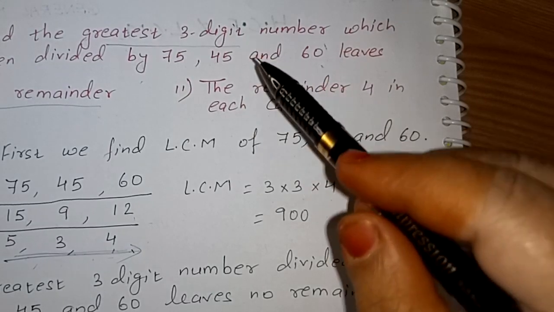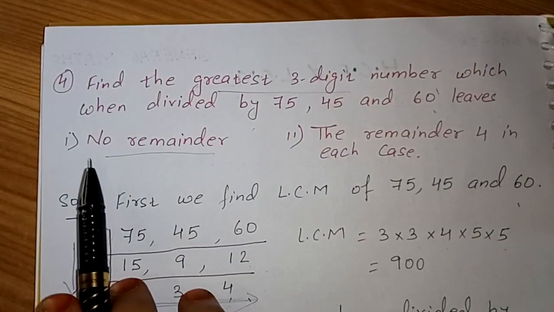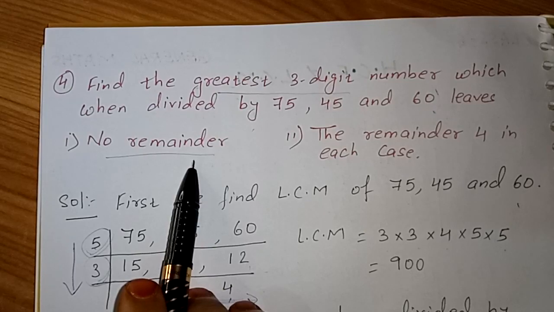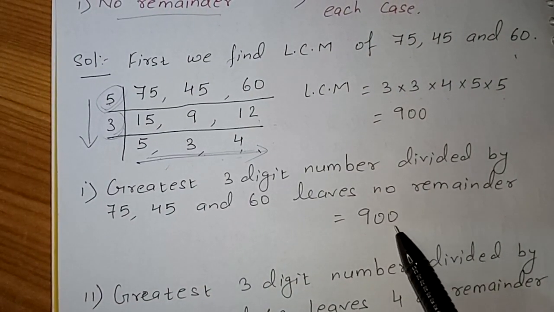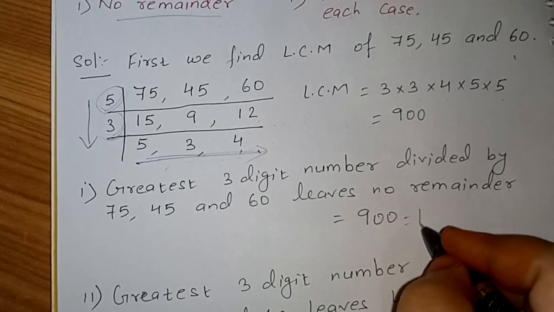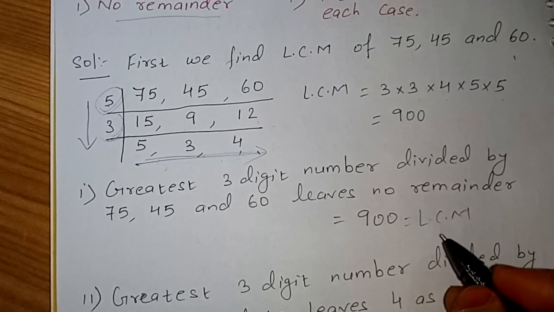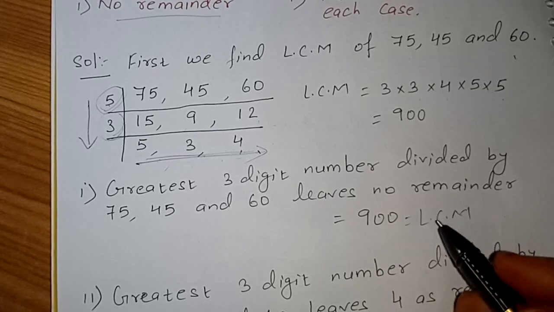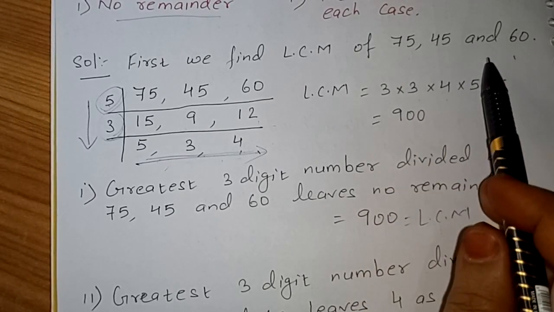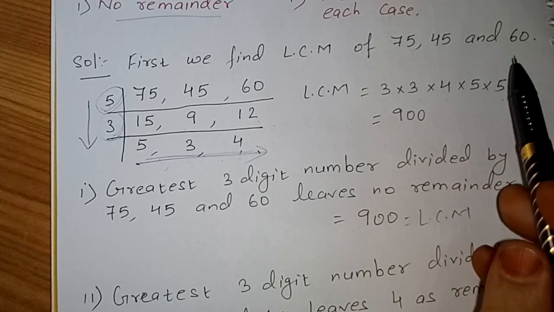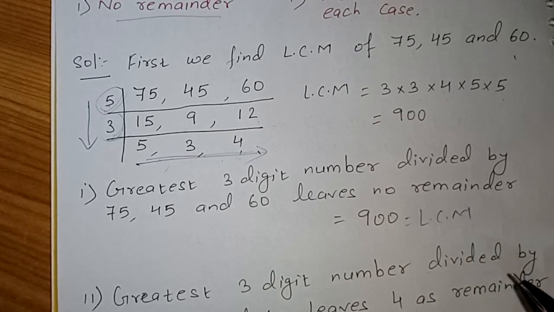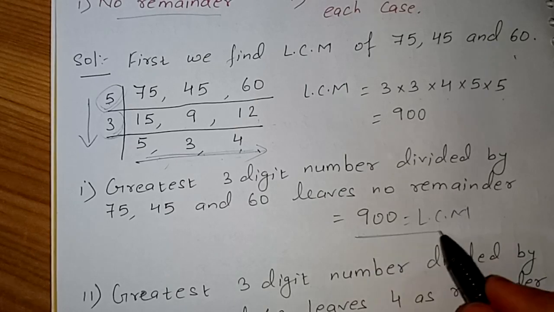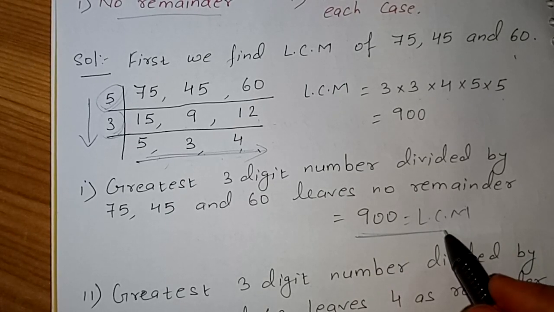Now the first case: what is given? Leaves no remainder. So in the first case, your answer is directly your LCM. Your LCM only is your answer, because the LCM is a number which is divisible by the given numbers exactly. Exactly means leaves no remainder. Clear? So in the first case your answer is your LCM, that is 900.